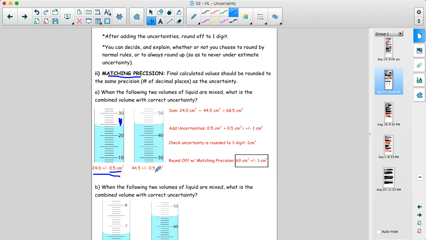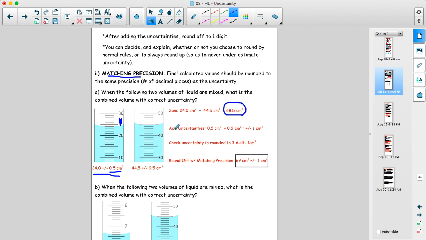Second container has the same uncertainty. The volume seems to be between the 44 and the 45, and so we would probably estimate it at 44.5 plus or minus 0.5 cm cubed. So if I was going to add these two things together, obviously the adding part's pretty simple. I get 68.5 cm cubed as the combined volume.